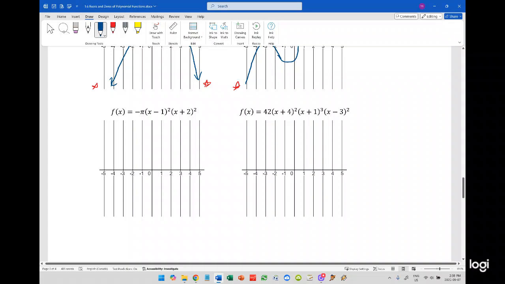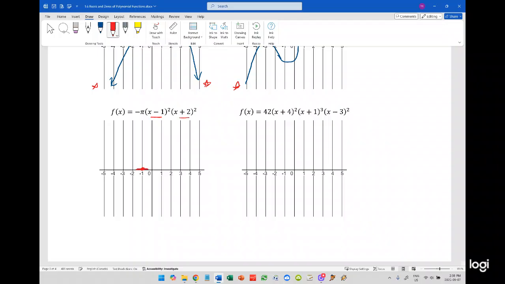All right, the last couple here. This one, I just used pi as the coefficient. It really doesn't matter. It's, like I said, just some real number. What matters is the roots and their orders. So here I have a root of 1 and its order 2, so it'll go flat and back through.